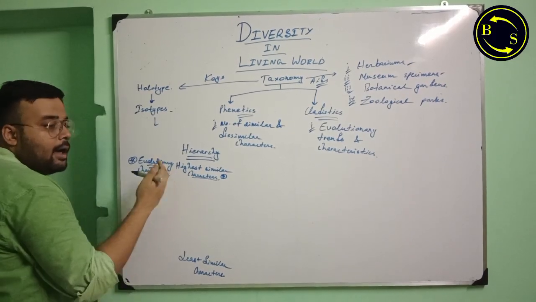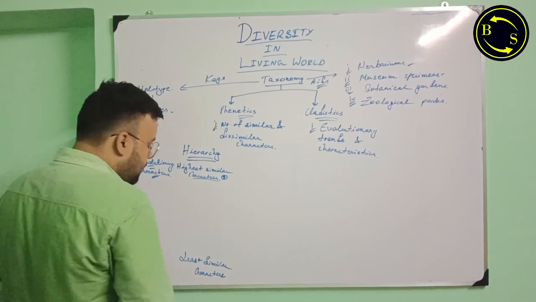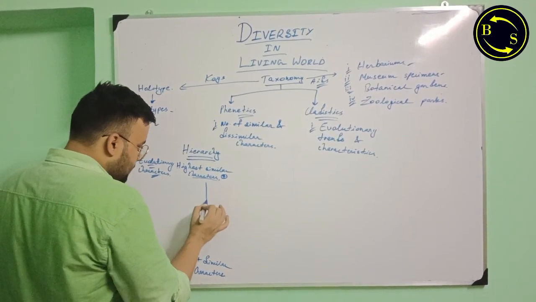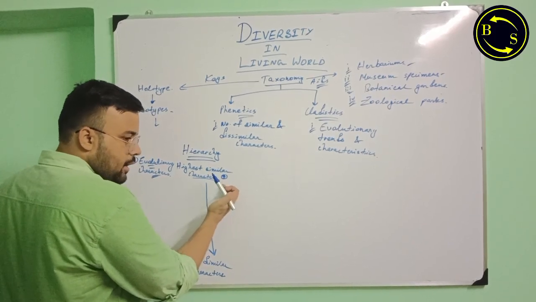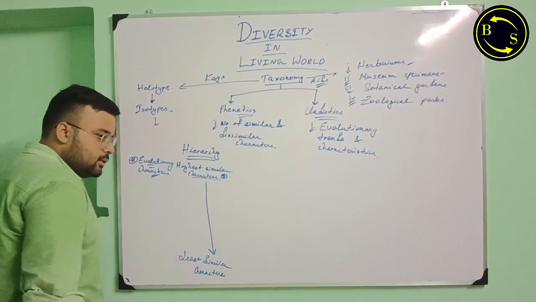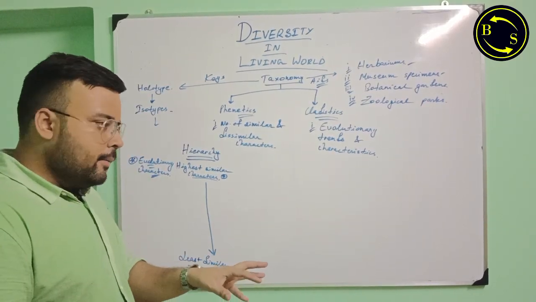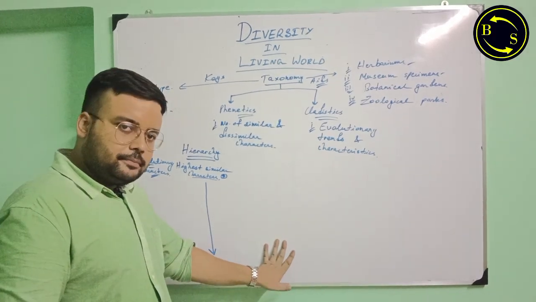Characters that have been acquired through millions of years of evolution, and generally it works like this. We go from the most similar characters to the least similar characters of a particular animal or a particular plant in relation with all other animals and all other plants.